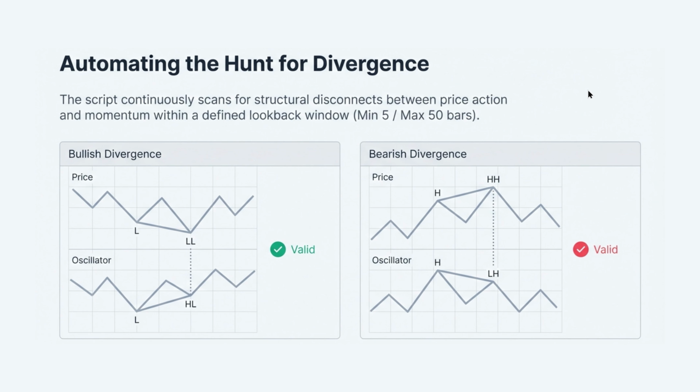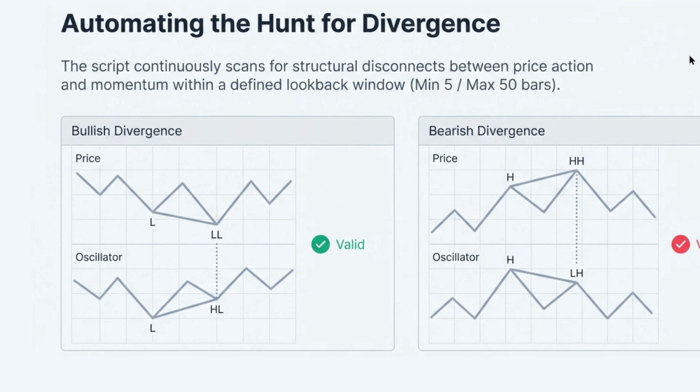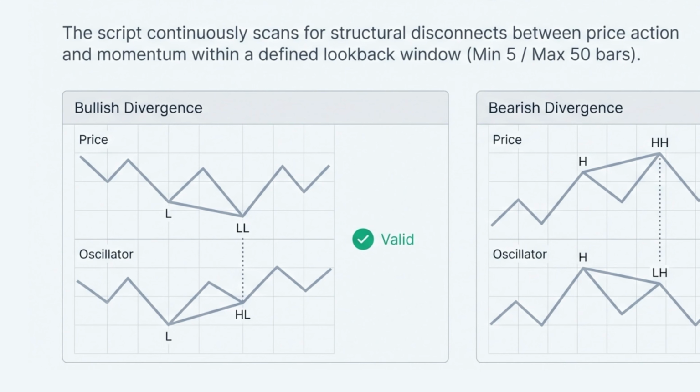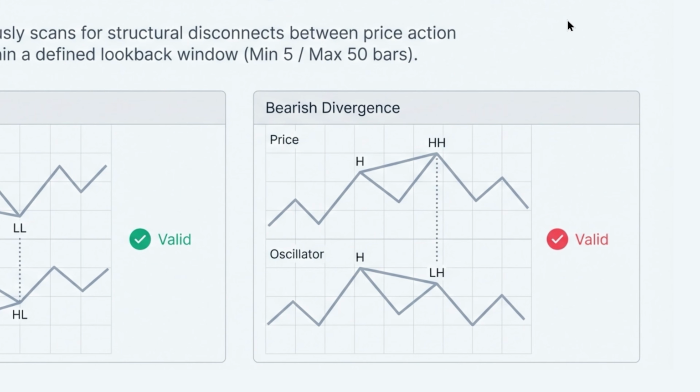It looks for the classic divergence geometry. Bullish divergence is when price makes a lower low while the RSI momentum line makes a higher low. Bearish divergence is when price makes a higher high while the RSI momentum line makes a lower high. That mismatch is the warning sign that the move is running out of fuel.